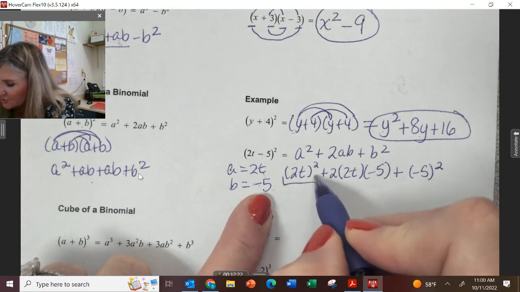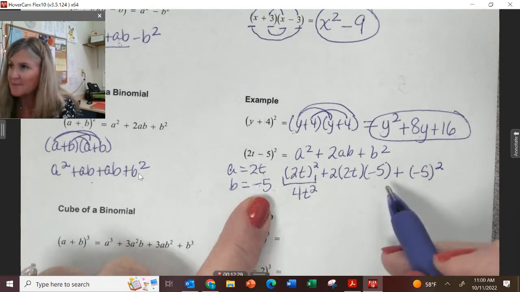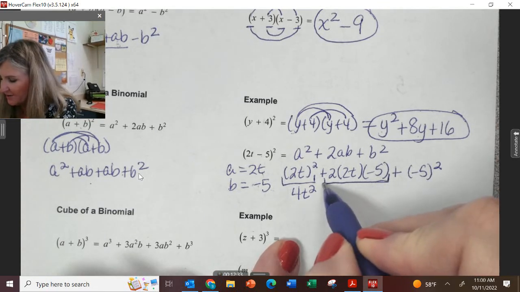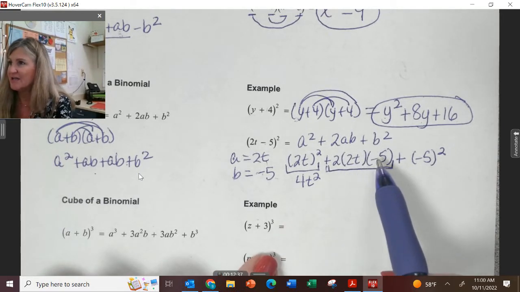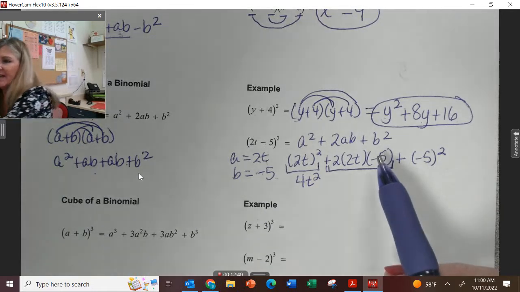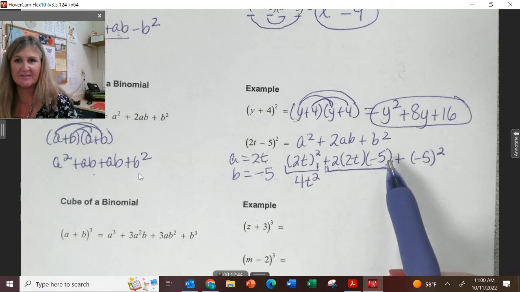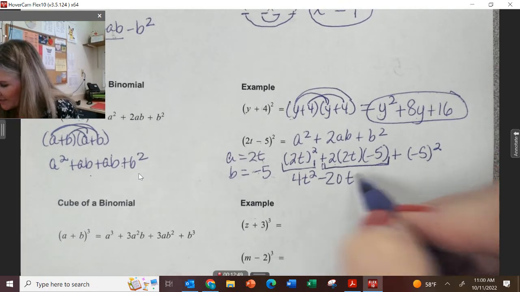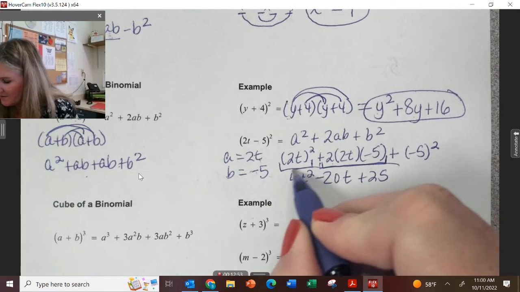So what is 2t quantity squared? 4t squared. This is all one term here. All of this is together. So what is 2 times 2t times -5? What's that going to give us? 2 times 2 times -5 is what? Right, -20t, and then -5 squared is going to give us plus 25.